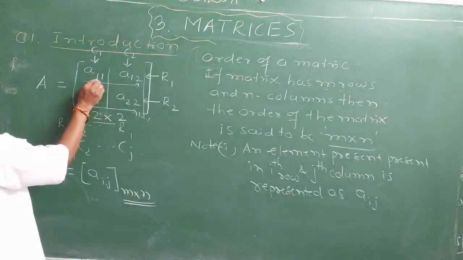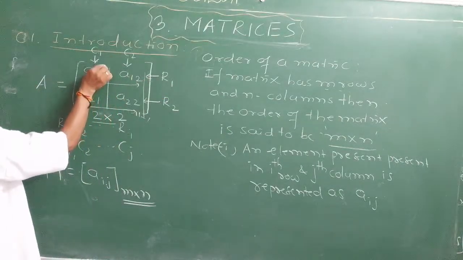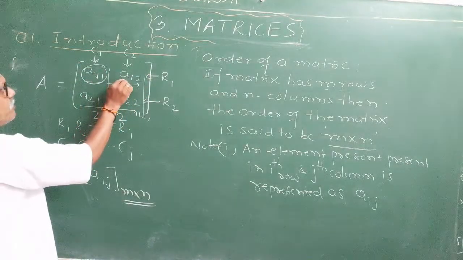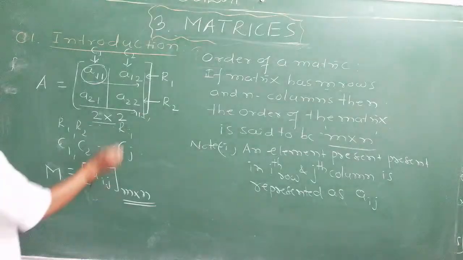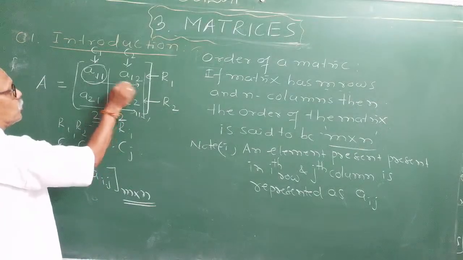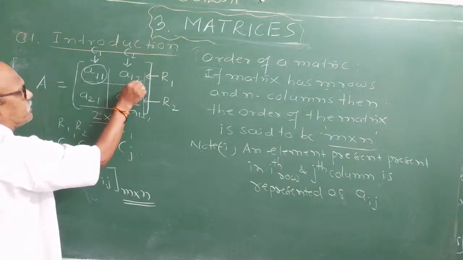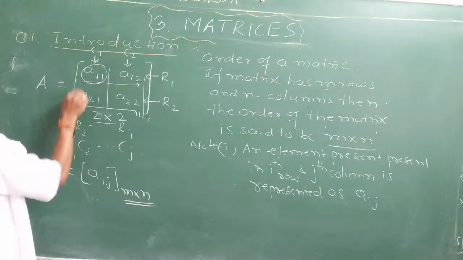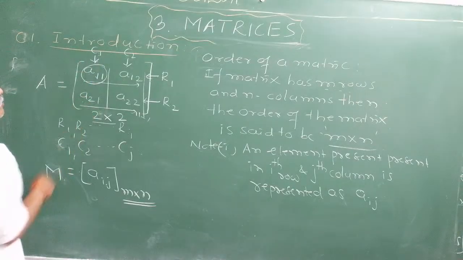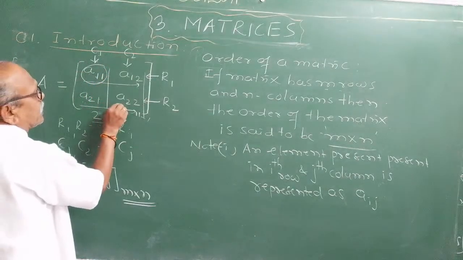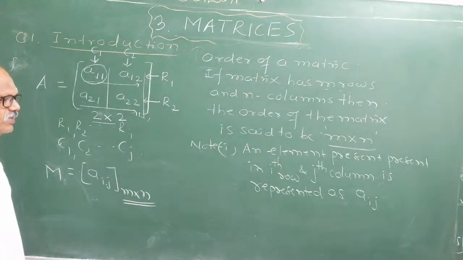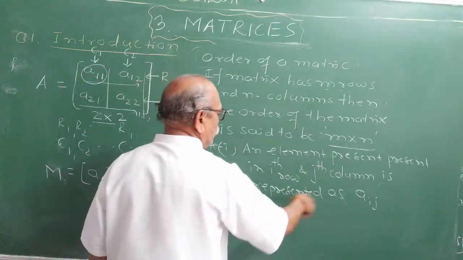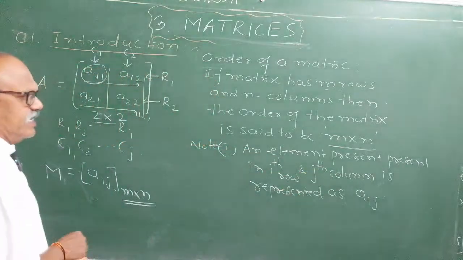You can observe here, this element is present in first row, first column. We represent it as A11. Observe this particular element present in first row and second column. It is represented as A12. And this element is in second row, first column. This element is present in second row, second column. Therefore, an element present in ith row and jth column is represented as Aij.